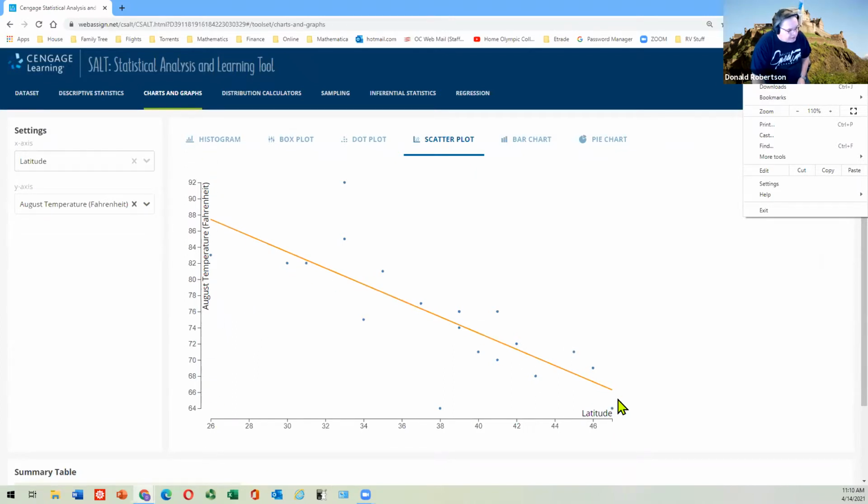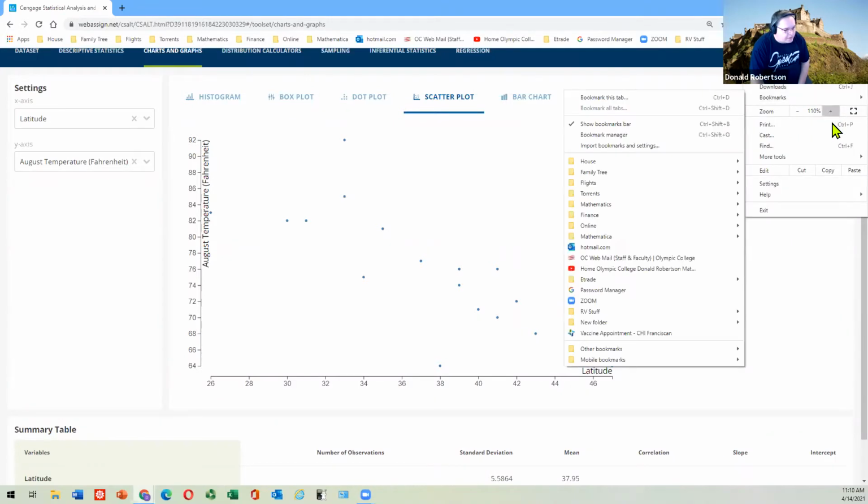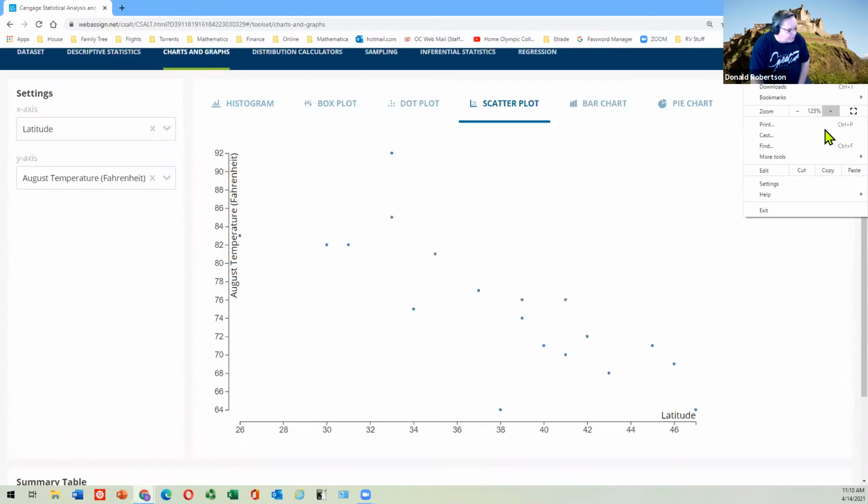Do you see this line that they've got here? Just kind of interesting, right? It's called the regression line. Basically it's the best fitting straight line through it. But let's get that out of the way so that we can just see the scatter plots. And I try and move that up just a touch. There we go.